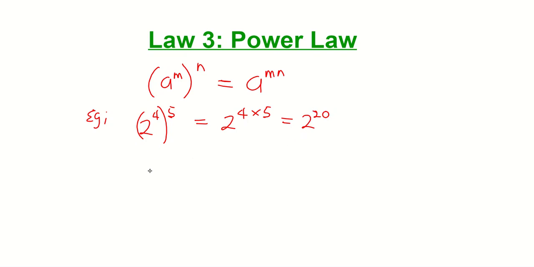Now we'll move on to the next one. In case we have x exponent 2 all to the exponent or index 4, what do we do? We write the base and we multiply the exponents. That is 2 times 4. So at the end we have x exponent 8. So practically these are the 3 laws of indices, and this ends today's video.